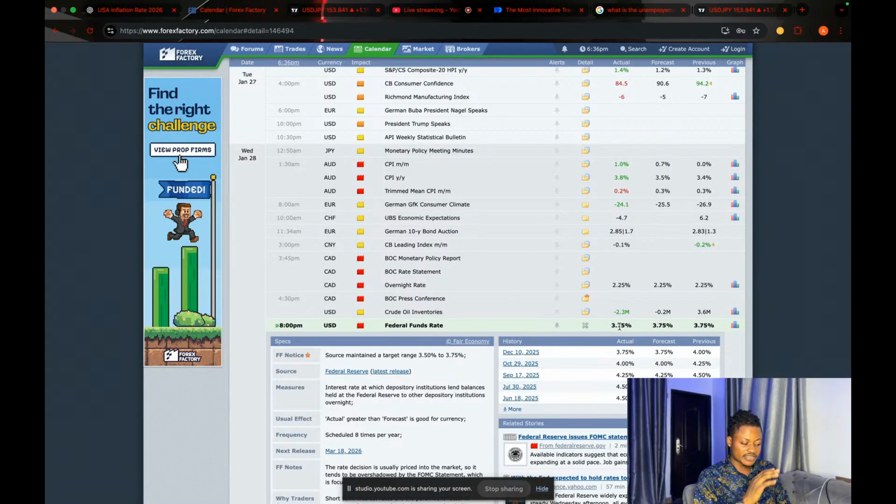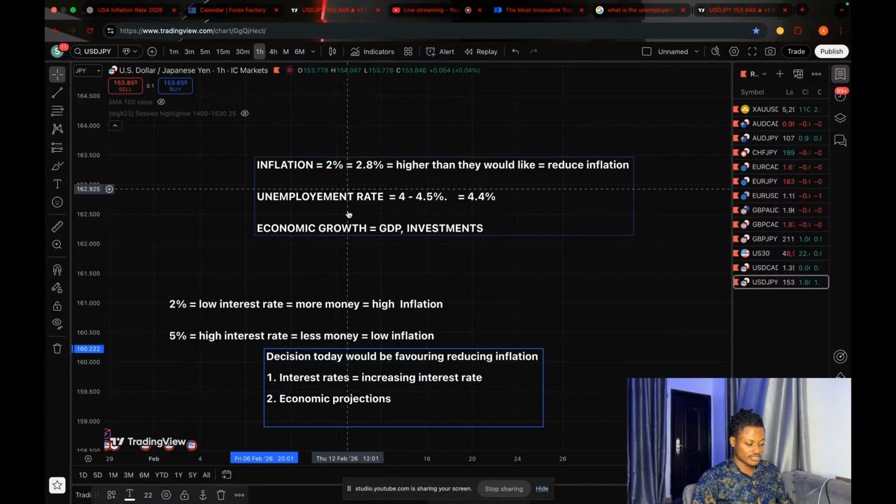3.75. That means the Fed did not touch the interest rate at all. Instead of increasing it, they just left it the way it was. So that basically means they didn't use the interest rate to adjust inflation. So what else did they use? Economic projections.